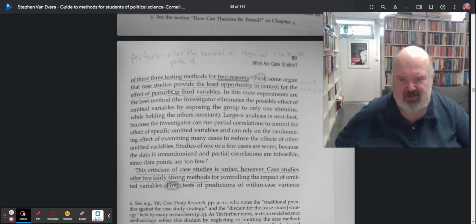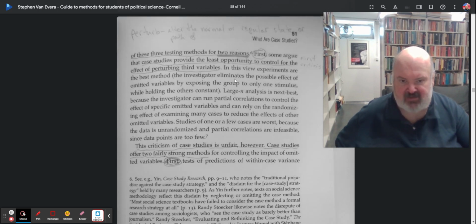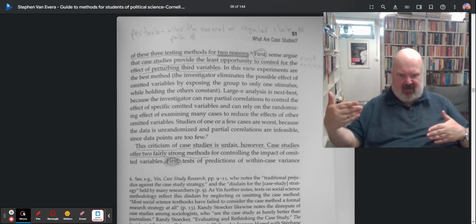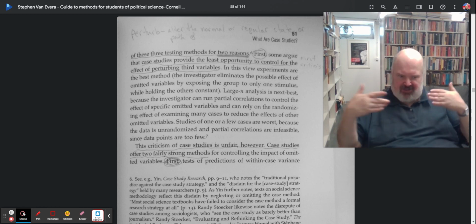First, some argue that case studies provide the least opportunities to control for the effects of perturbing third variables, right? So you don't know. This is the first criticism: it doesn't have the ability to control for third variables. In this view, experiments are the best method. The investigator eliminates the possible effects of omitted variables by exposing the group to only one stimulus while holding the others constant. That's the classic argument that experimental is the best. If you want to control for third variables, experimentation is the best, right?